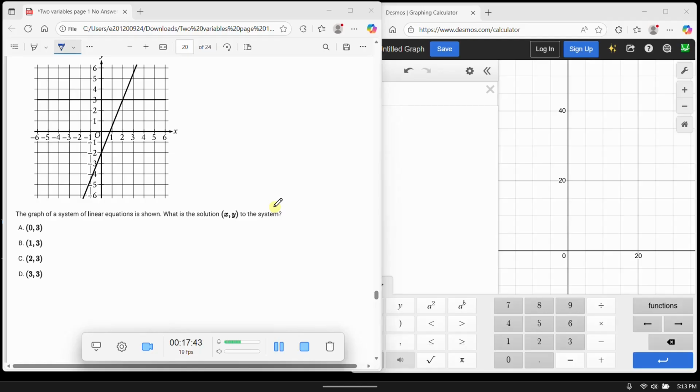For this question, they didn't even give you equations. They give you the graph. So you have two graphs that intersect at a point. That point is right there. So that point is the solution of this system of equations. According to the x and y coordinates, that point is (2, 3). So the answer is C.